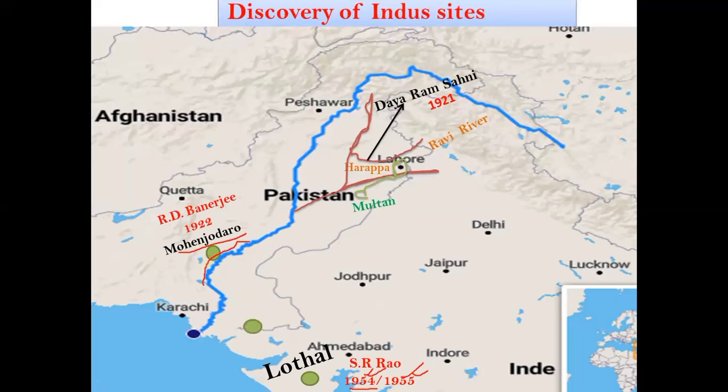We also have another interesting and important site, Dholavira, which was discovered by J.B. Joshi. We will look at it in the next slide. Then we have another important site called Kalibangan, which is in Rajasthan. We will see the meaning of Kalibangan in the next slide.